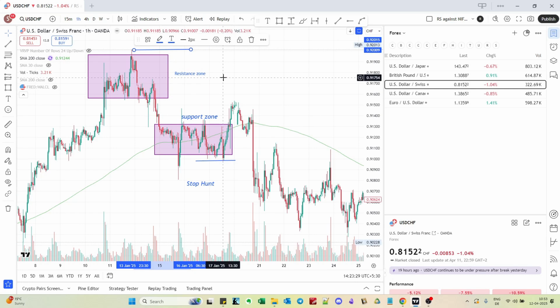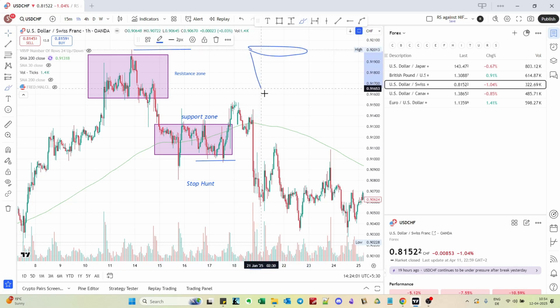And smart money or big money, they know that. And what they do is they just push the price just enough to hit these levels right here, and they start reversing it. And this move is called stop hunt. And they do this to create something called liquidity. And what exactly is liquidity?